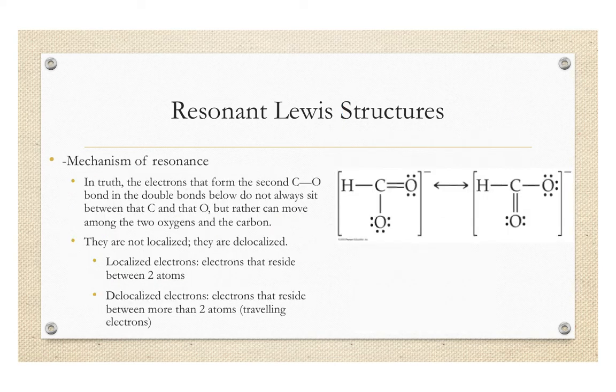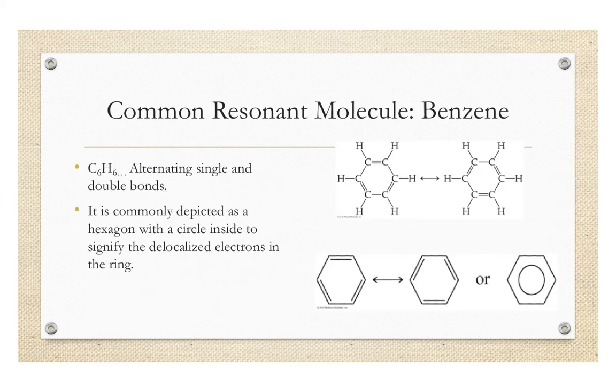In reality, the electrons that form the second bond aren't actually assigned to one atom or another. They actually move around amongst the two bonds that are listed here. So they are not localized, they are delocalized. They do not just sit between two atoms, they can move between several atoms. We'll talk a little bit later in this unit about why they can do that, but we're just getting started, so we can understand the difference between a localized electron and a delocalized electron.